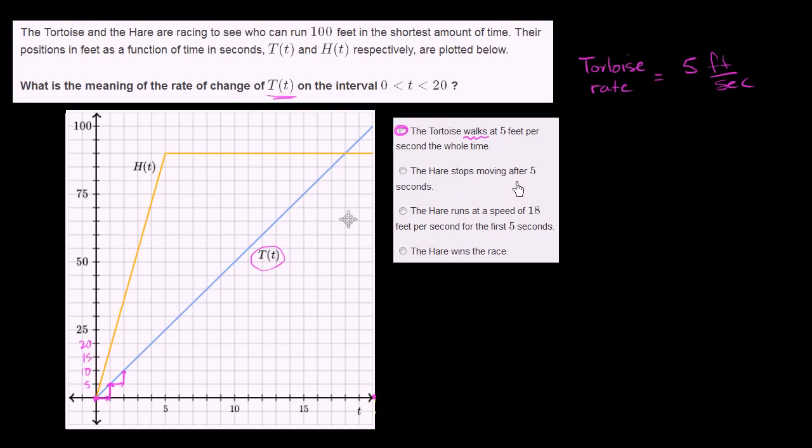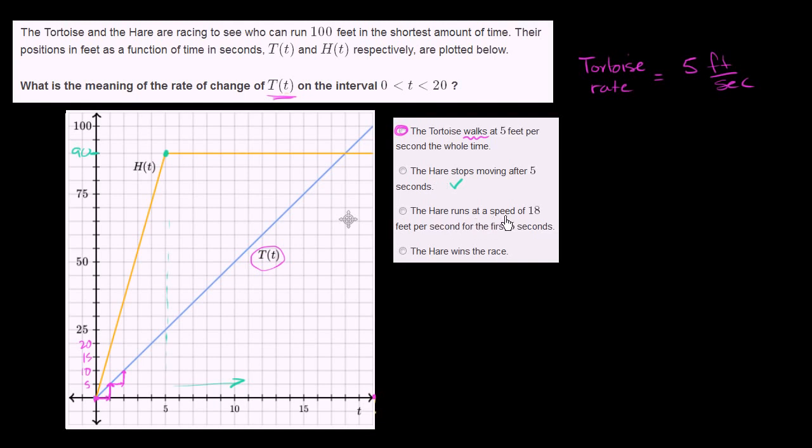The hare stops moving after 5 seconds. So let's see. This is time 0. This is 5 seconds. So if we look at the hare's position after time equals 5 seconds, it does indeed look like the hare is just sitting there at the 90-foot marker line and is not moving at all. The rate of change of position with respect to time for the hare at that point is 0. So this does seem true. It just doesn't apply to the question. It's not the meaning of the rate of change of T of t on this interval. This is applying to H of t.